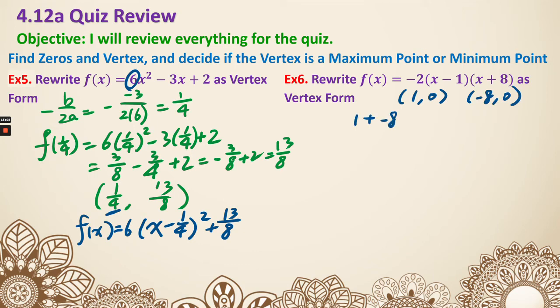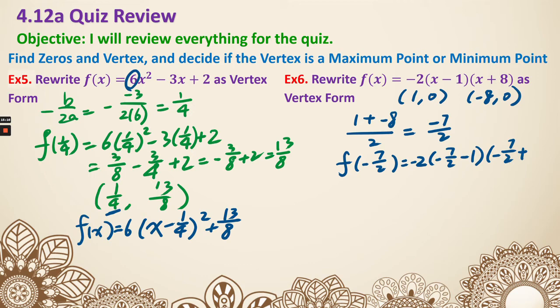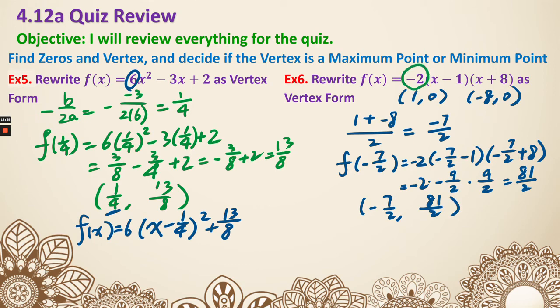1 plus -8 all over 2, which is -7 over 2. Plug it in. F of -7 over 2 is -2 times -7 over 2 minus 1 times -7 over 2 plus 8. That is going to be -2 times -9 over 2 times 9 over 2. So we got 81 over 2. My vertex is -7/2, 81 over 2. My A is the -2, so my vertex form looks like -2 in the front, then x, that's a -7/2, so add, which means the opposite, and then add 81 over 2 on the end. That is example 6.